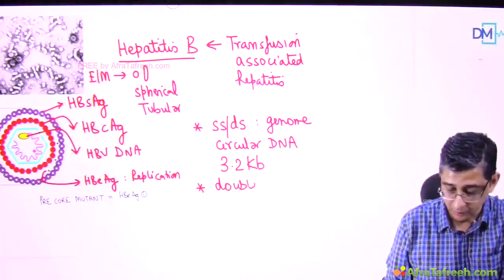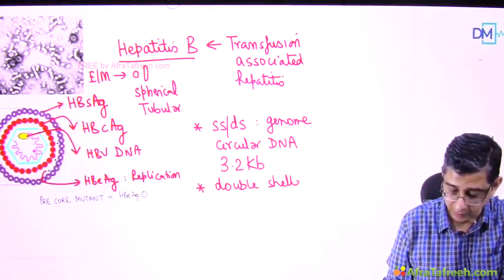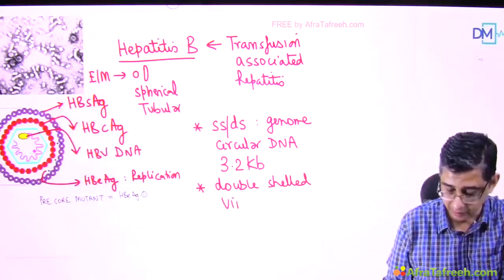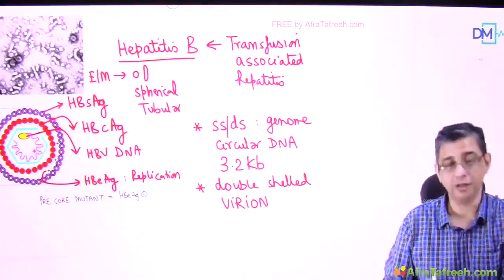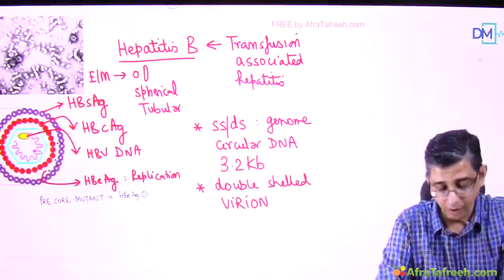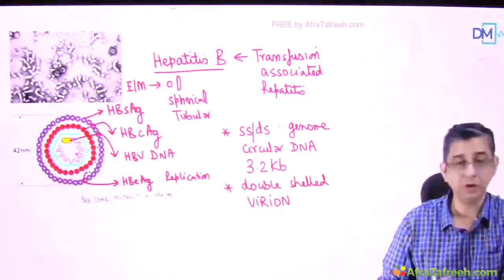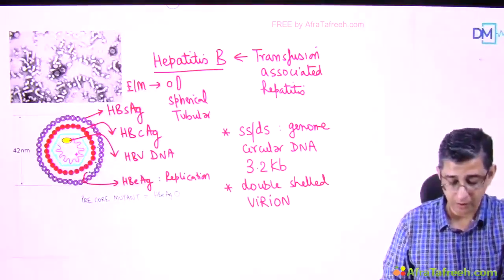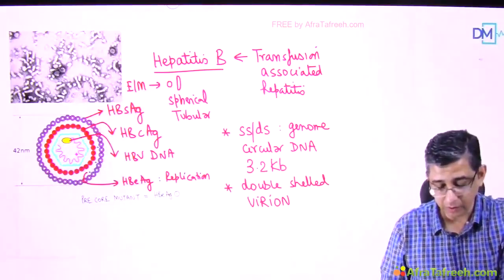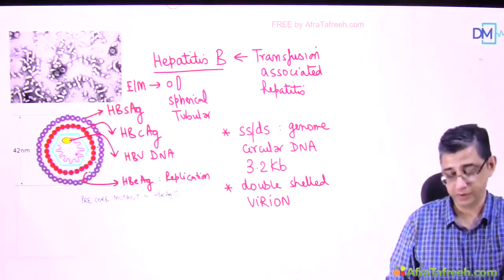Please do not mix it with the second statement that I'm saying here, that this virus has double shell. It has a double shelled virion. The usual size is mentioned to be 42 nanometer, and then you can see that the E antigen is the one which is related to replication of the virus.